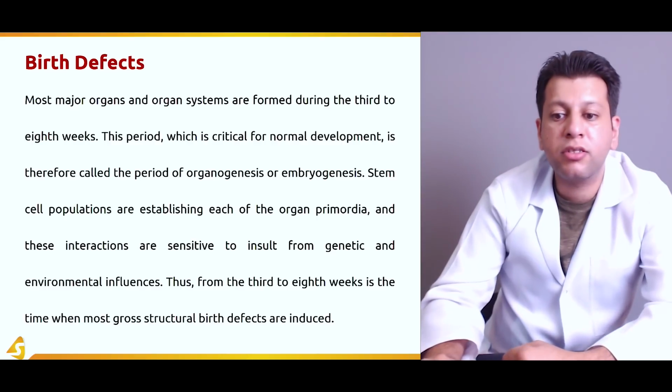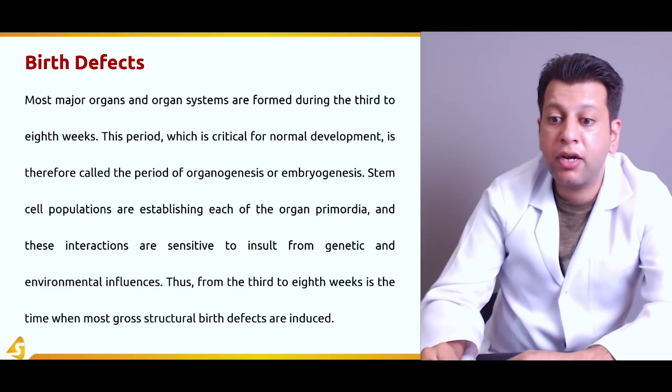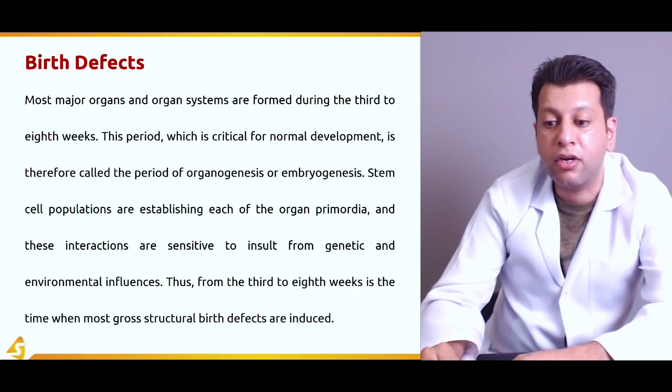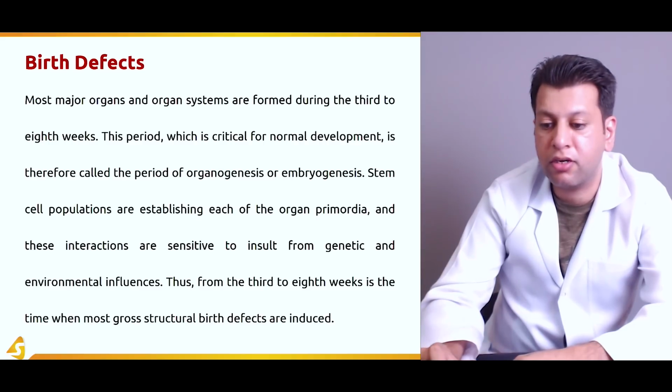Most major organs and organ systems are formed during the third to eighth weeks. The period is critical for normal development and is therefore called the period of organogenesis or embryogenesis. Stem cell populations are establishing each of the organ primordia, and their interactions are sensitive to insult from genetic and environmental influences. Thus, from the third to eighth week is the time when most gross structural birth defects are induced.